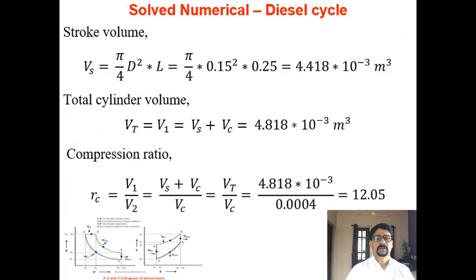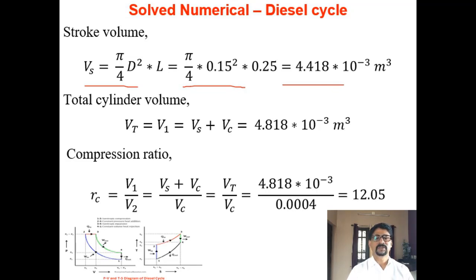Now once the diameter, stroke and clearance volume are given, first you have to calculate the compression ratio. For that, let us calculate the stroke volume of the engine first. Stroke volume Vs is equal to pi d square by 4 into L, so pi by 4 into 0.15 square into 0.25. This is 4.418 into 10 to the power minus 3 meter cube.